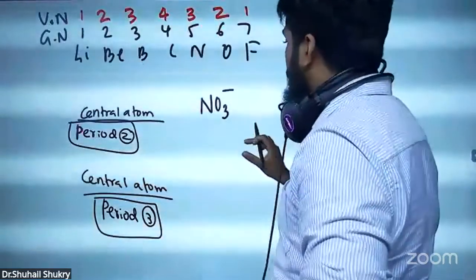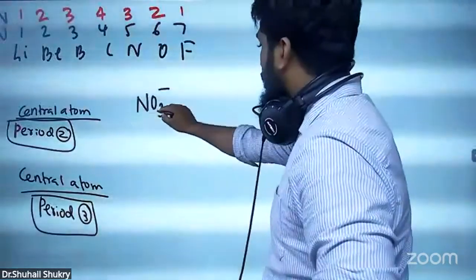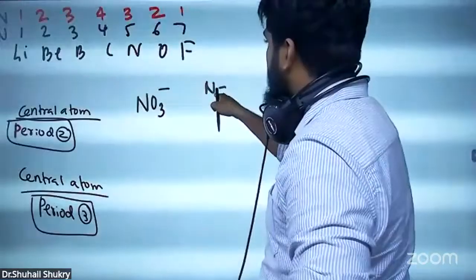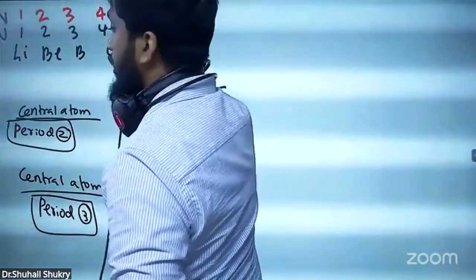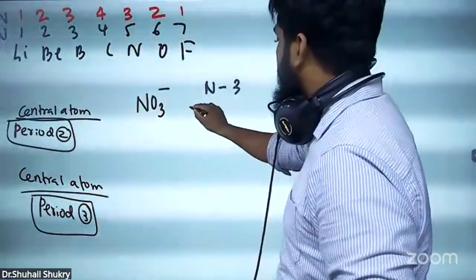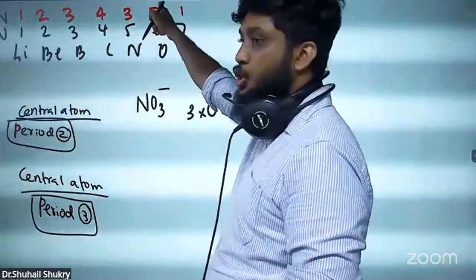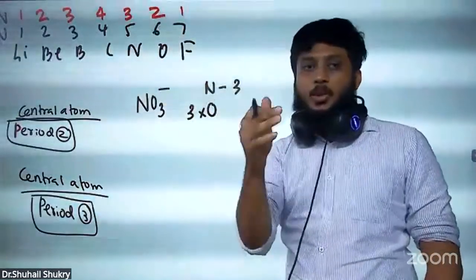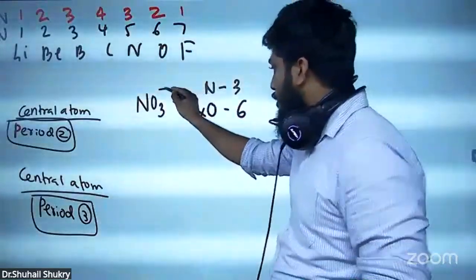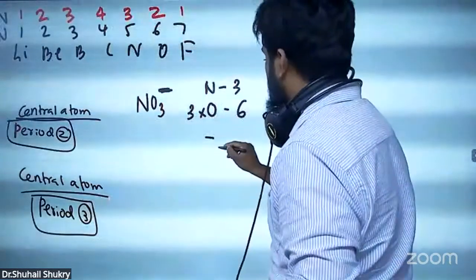Then for NO3 minus, if I want to draw this, what do I have to do? I have to see all the atoms. One nitrogen is there. What is nitrogen's valency? 3. Then put 3 here. How many oxygens are here? 3 oxygens. What is the valency of 1 oxygen? 2. Then the valency of 3 oxygens altogether? 6, 3 times 2. Then put 6 here. There is a charge also here. What is this charge? Minus 1.